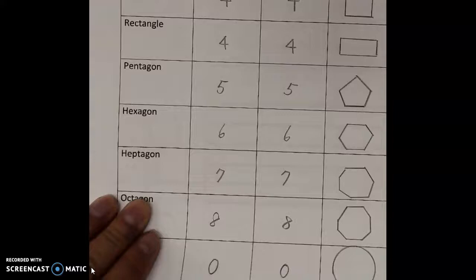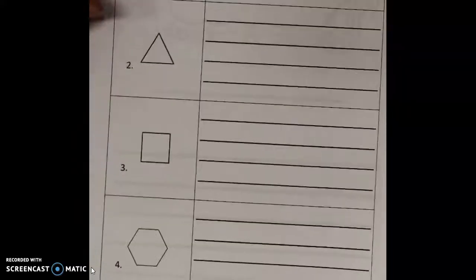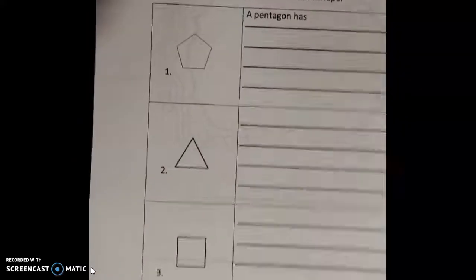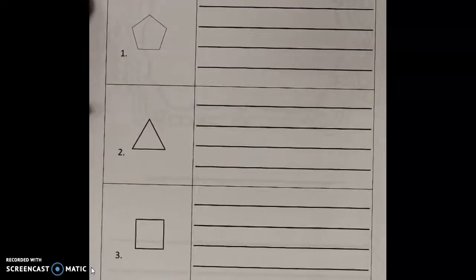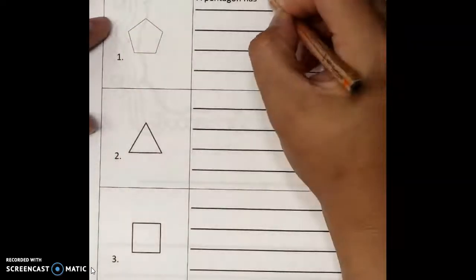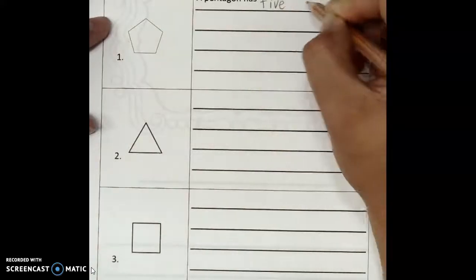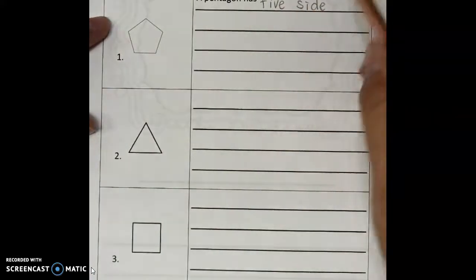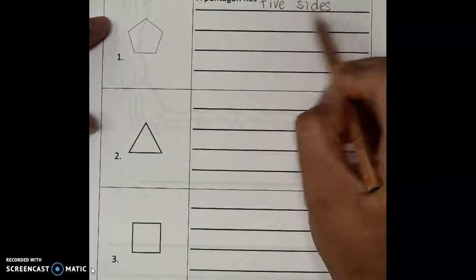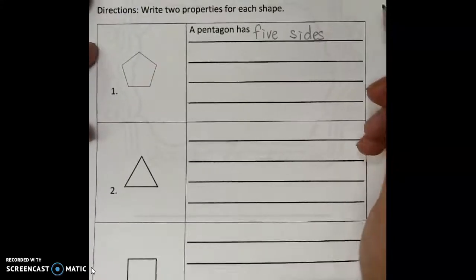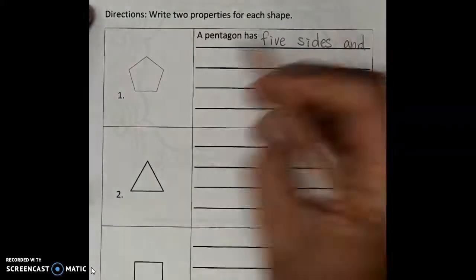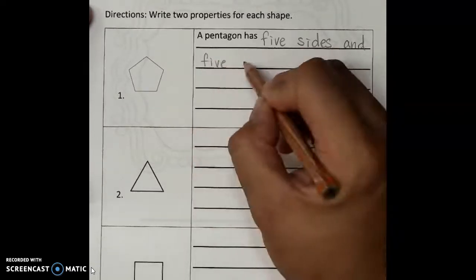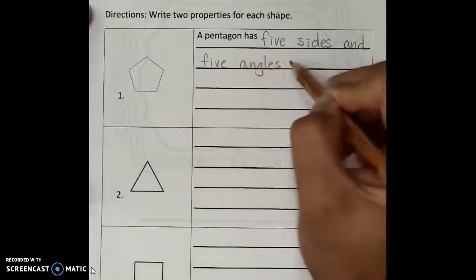Let's go on to the next page. This is just another practice for properties of the shapes. A pentagon has how many sides? It has 1, 2, 3, 4, 5. So you will write has 5 sides. There are more than one, so make sure there's an S. Oops, sorry, you couldn't see. 5 sides. And how many angles? 5 angles.